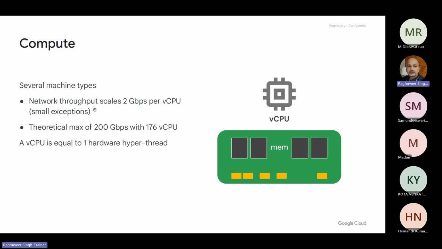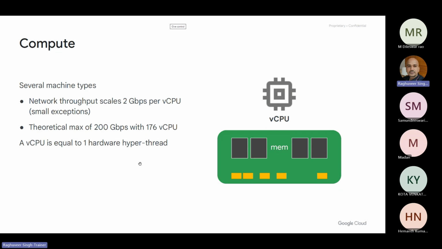Now remember one thing, guys, cloud is all about virtualization. There is nothing physical that you get in cloud. You get a virtualized version of that service. So it's a virtual CPU, which is equivalent to one hardware hyperthread. Or you can say two virtual CPUs are equal to one physical CPU. That's how it happens in cloud environment.